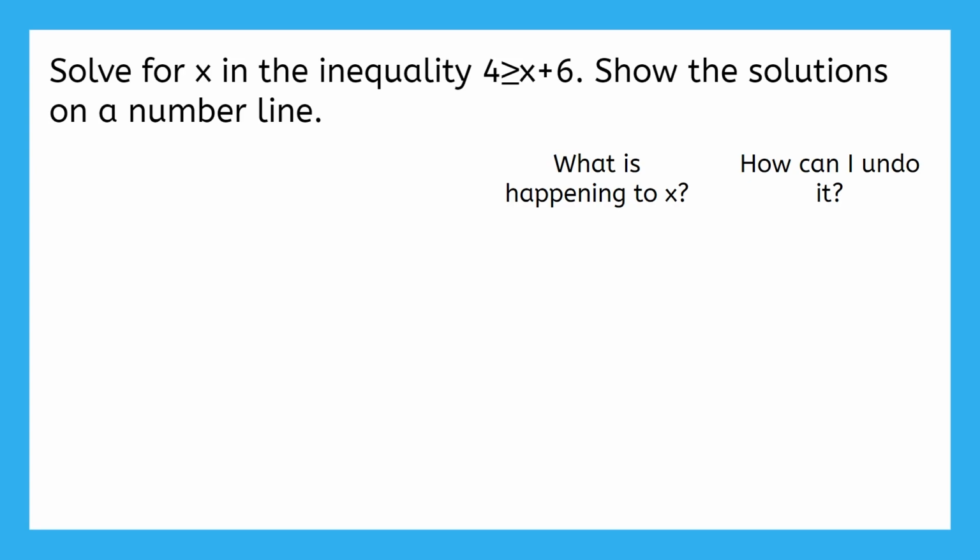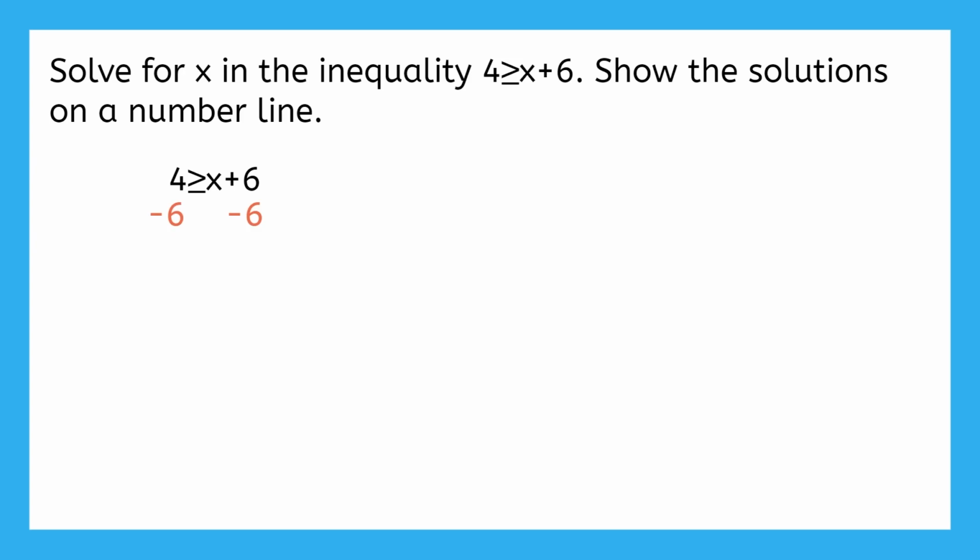Since 6 is being added to x, to cancel it, or undo it, I'm going to subtract 6. Let's give ourselves some space to do that here. When we subtract 6 from both sides, we have -2 on the left and just x on the right. Then we carry down that same inequality that we had in the original problem. Also, remember from the previous lesson, if you prefer to write your inequality with x on the left, then you can switch the place of the left and right side and flip the inequality symbol.